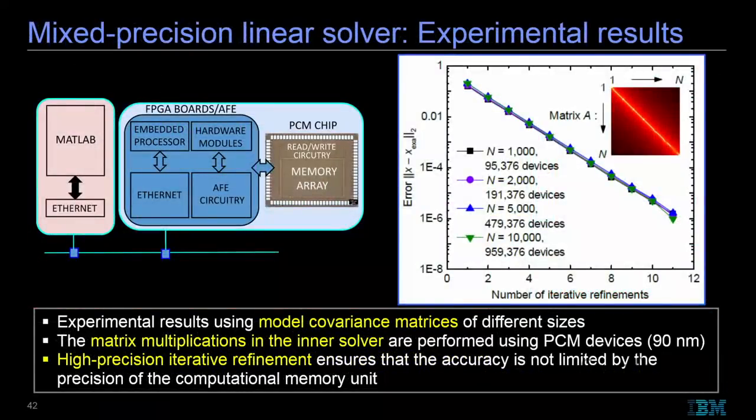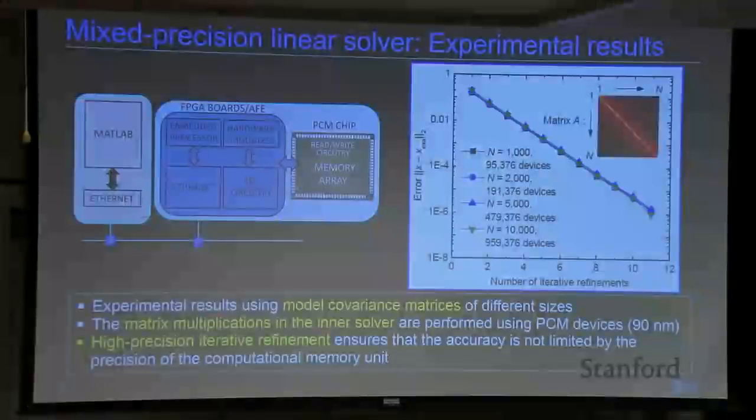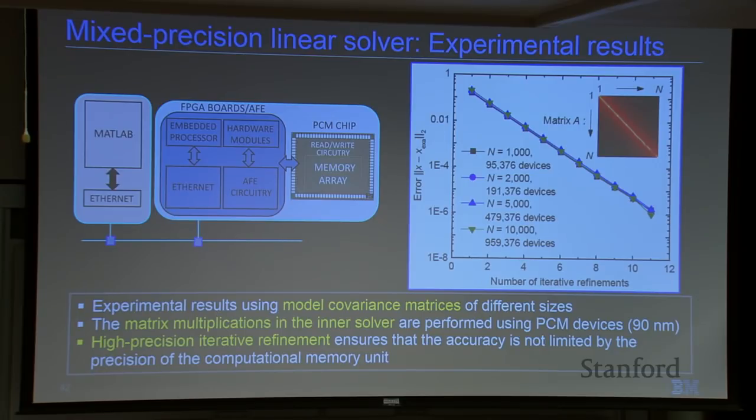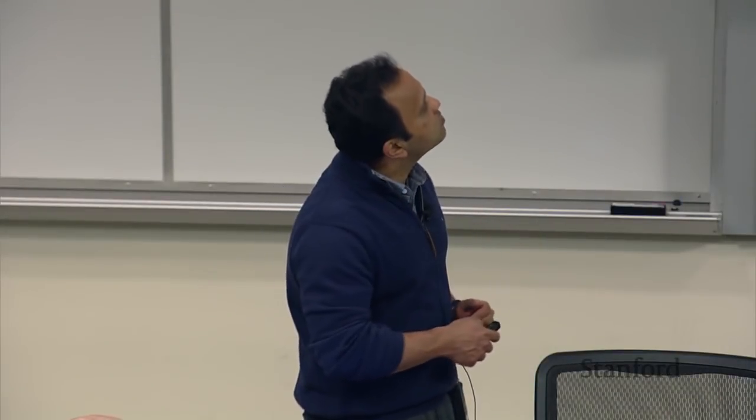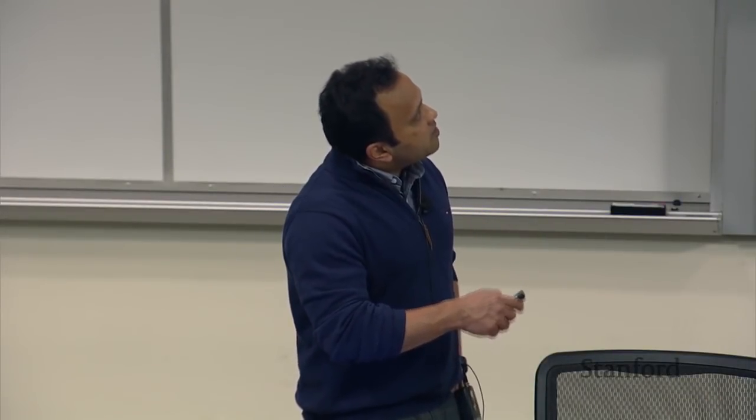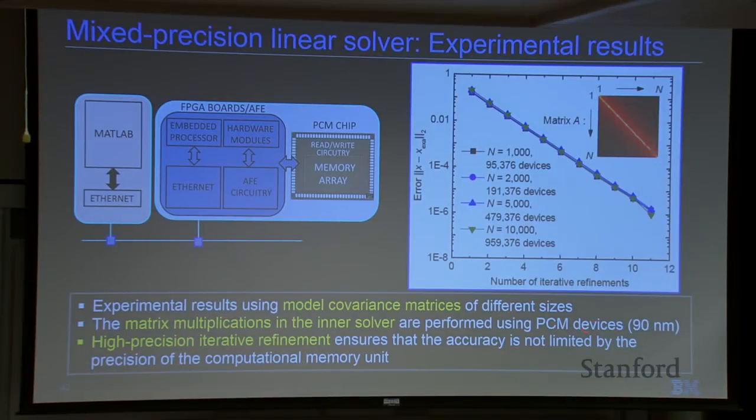So now, these are again experimental results on the PCM devices. This time we perform these experiments on the so-called model covariance matrices. These are a special type of matrices which have this decaying behavior as shown here. They are kind of simulating the decreasing correlations between features as you move away from the diagonals. That is what it's capturing. They occur very often in data analytics related problems. And all the matrix multiplications are performed using PCM devices, again fabricated in the 90 nanometer technology node.